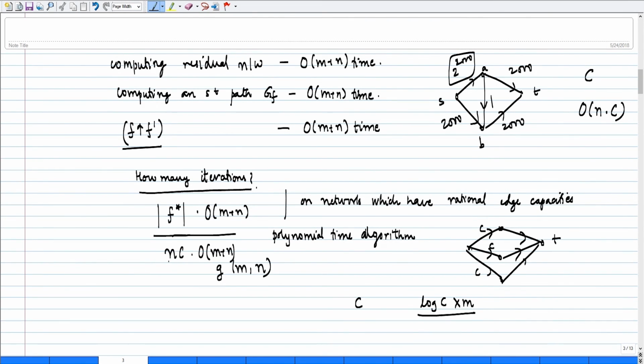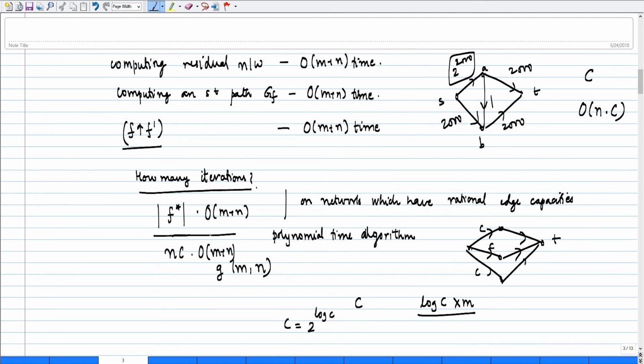But remember that C is actually equal to 2 to the power log C, and therefore this algorithm which we have written down, the running time, is not an algorithm which runs in polynomial time in the size of the input, it runs in exponential time in the size of the input.